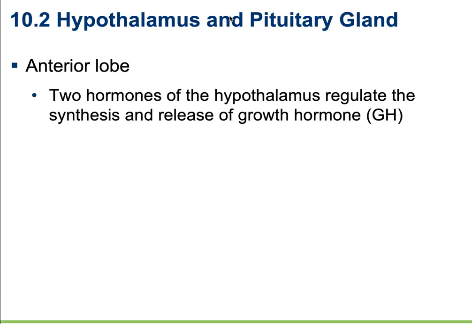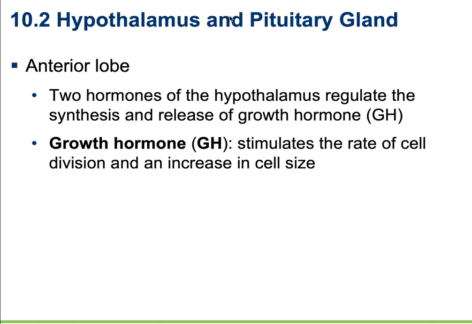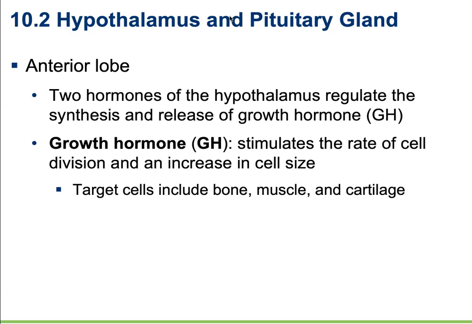So here's some more words so you can help write down everything I just said. The anterior lobe is going to have 2 hormones of the hypothalamus regulate the synthesis and release of growth hormone. Growth hormone stimulates the rate of cell division and helps increase cell size. This is primarily going to target cells including bone, muscle, and cartilage.